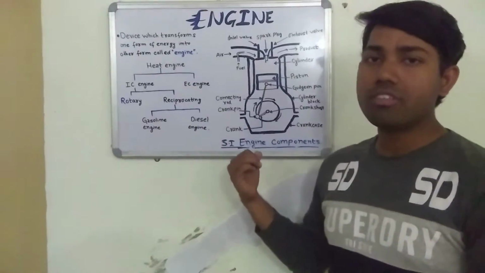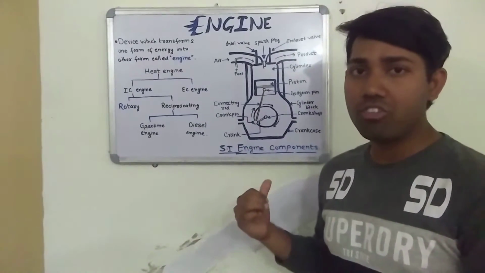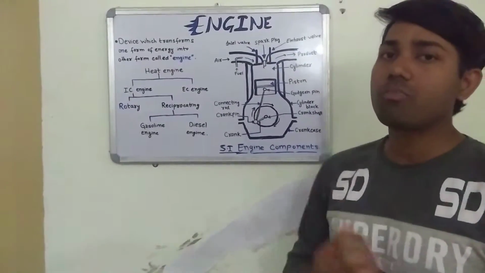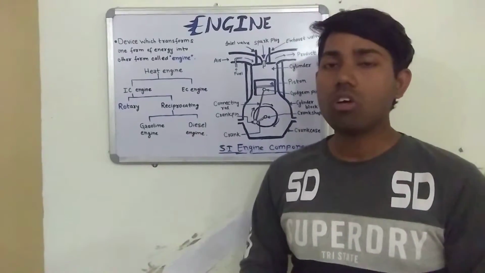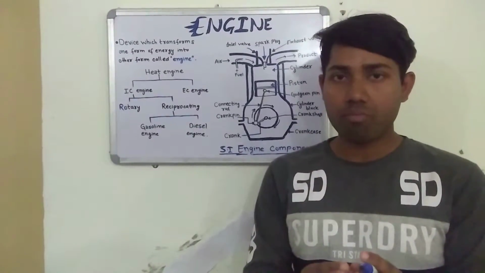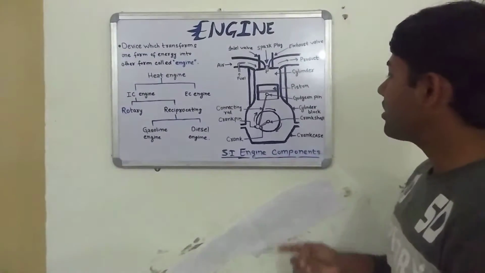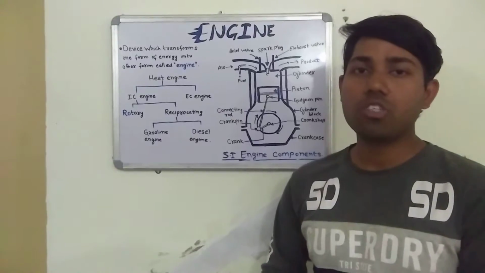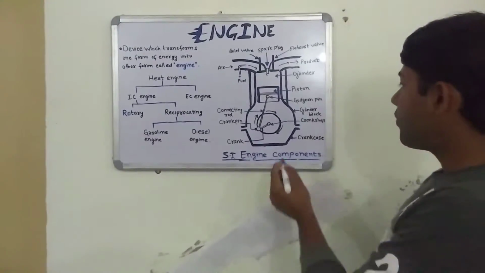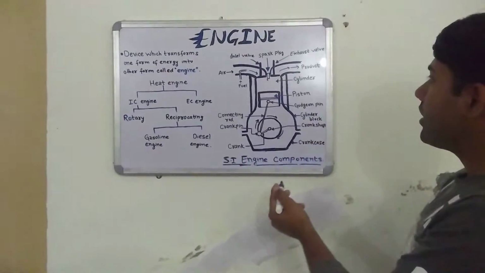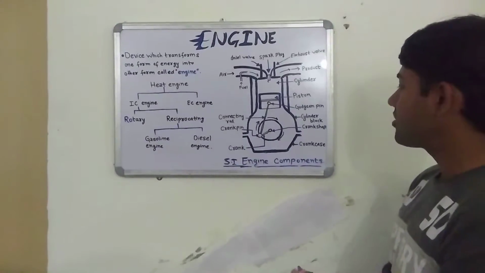So here are some components I am going to explain about the IC engine. That is a type of spark ignition. As I told you, spark ignition is also called a gasoline engine. So let's start the components of spark ignition engine. First of all, there is a figure about the spark ignition components.